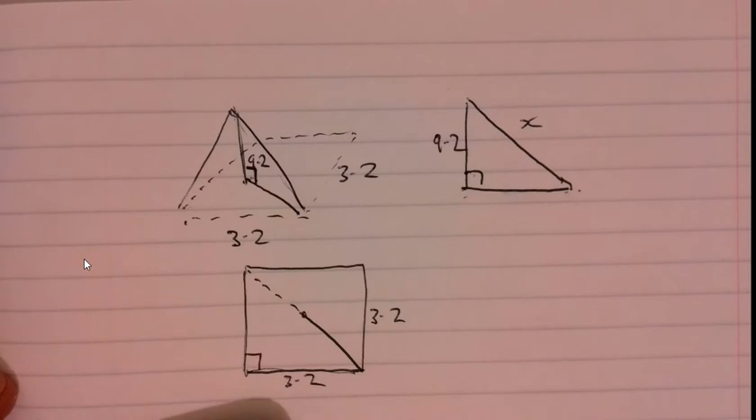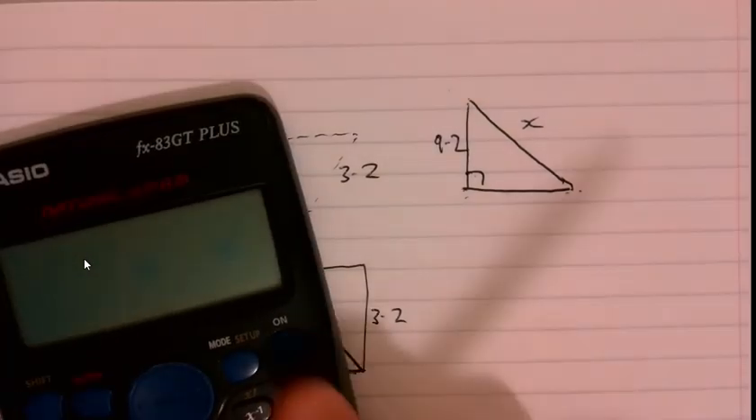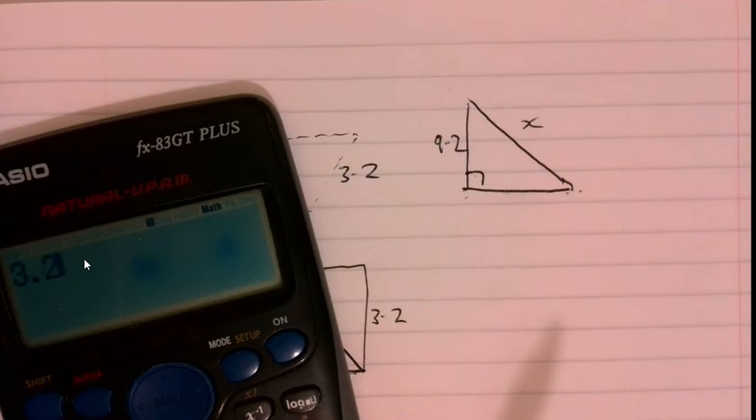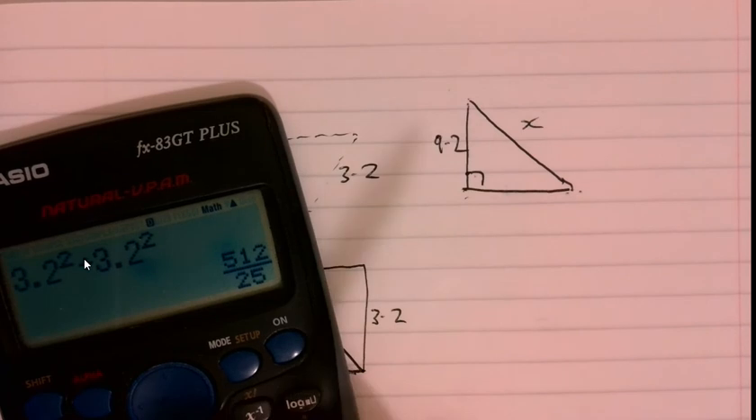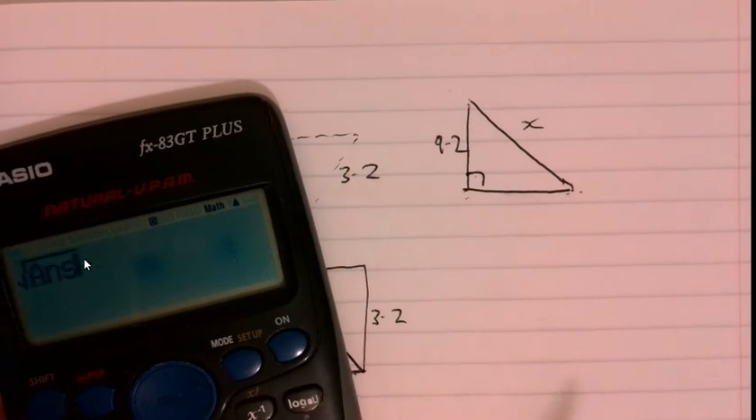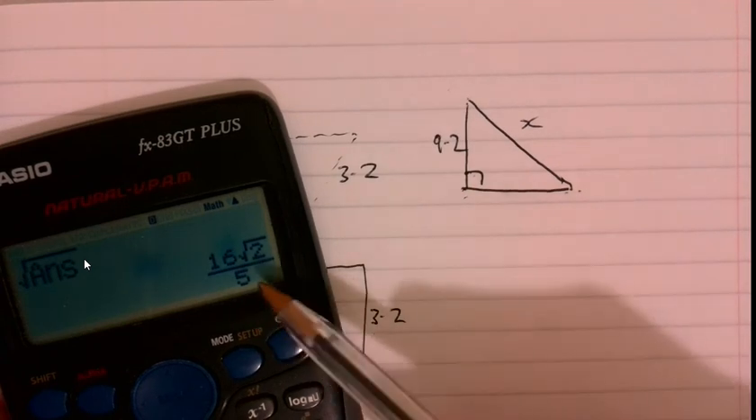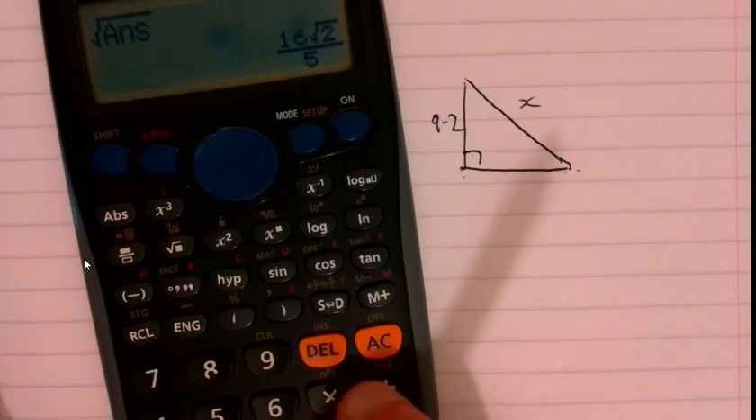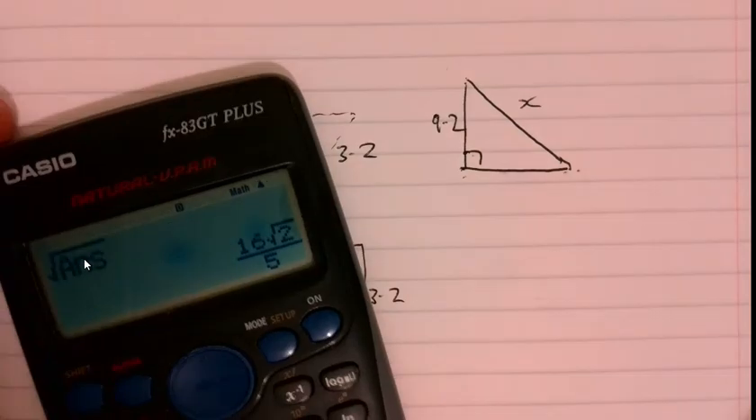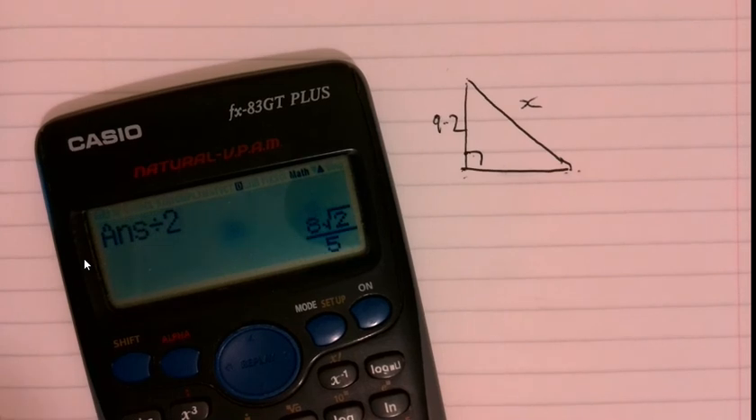I'll do that bit quickly. We've got 3.2, whoops, switch calculator on. 3.2 squared plus 3.2 squared. Then remember, I need to square root the answer. And now I need to divide that by 2. Don't worry, it's giving me something in surds. If I press the SD button, that converts it to a decimal. Do that when you're done, it doesn't really matter. So divide by 2, and there we go.